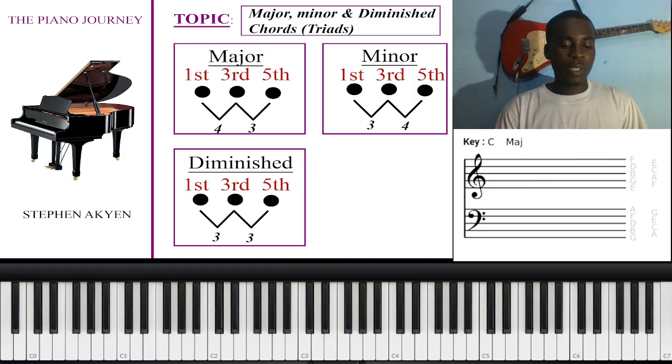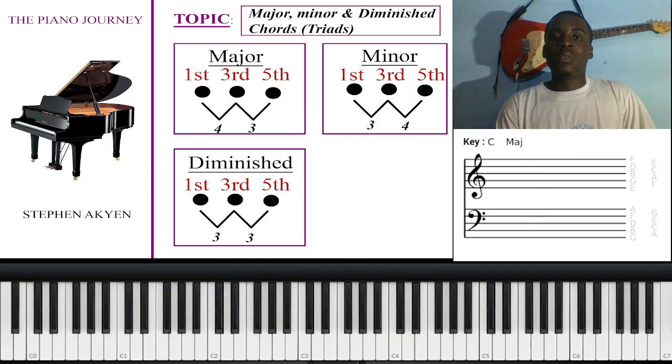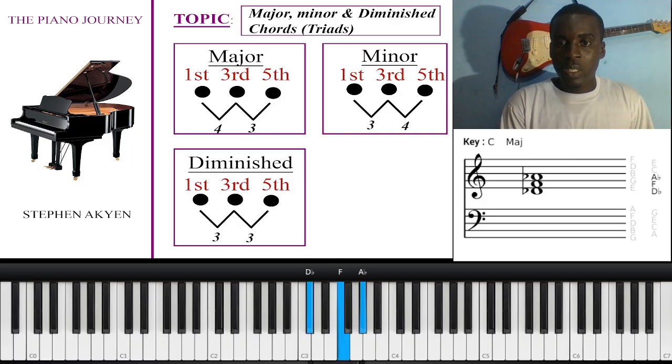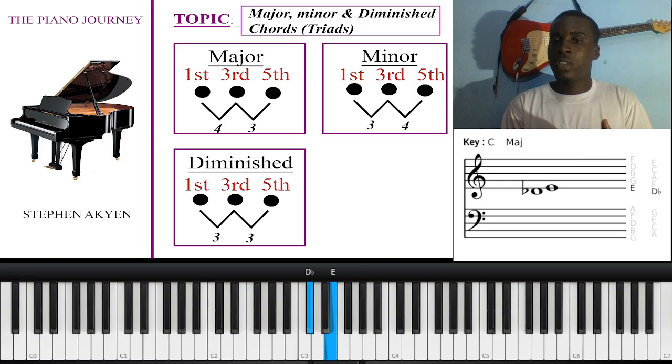Let's use the example in C sharp. Okay. So we get it in C sharp. C sharp, we get our major. From here we flat the third, we get our minor. Then if you want to get a diminished, what we do is we flat this.